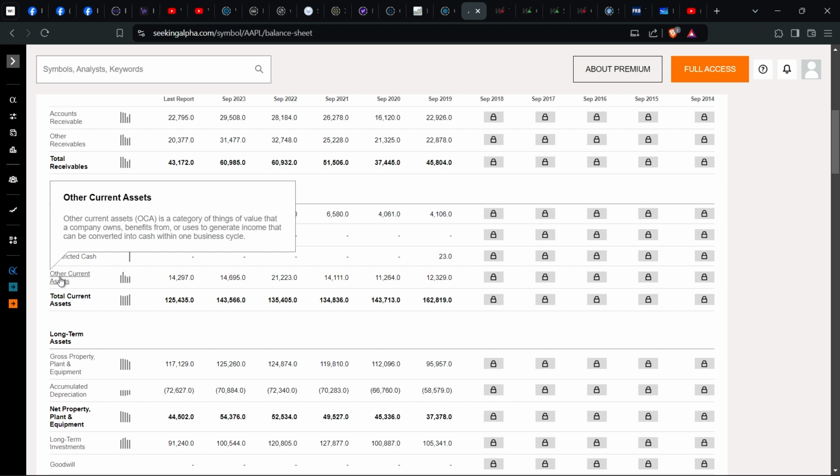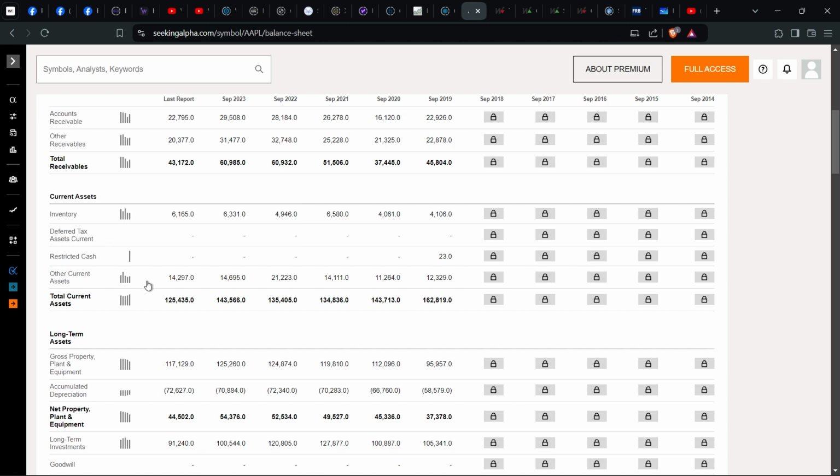Other current assets: a category of things of value that a company owns, benefits from, or uses to generate income, that can be converted into cash within one business cycle. So this is the other current assets. One thing you need to understand about this number of current assets, this can be machinery.